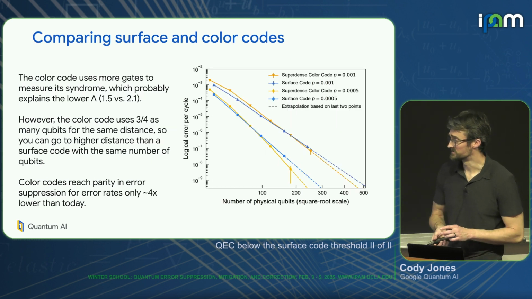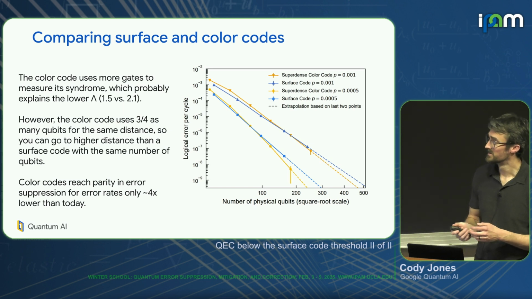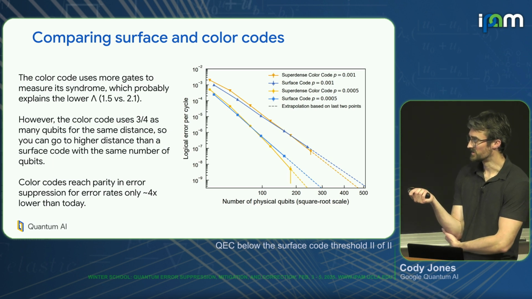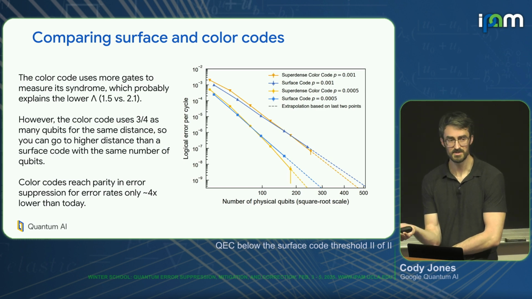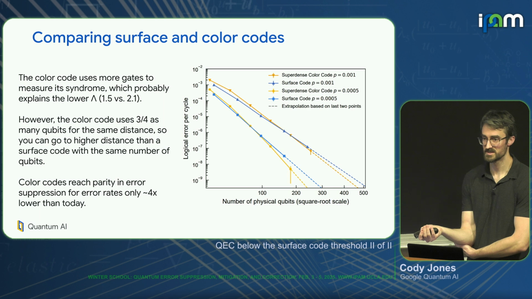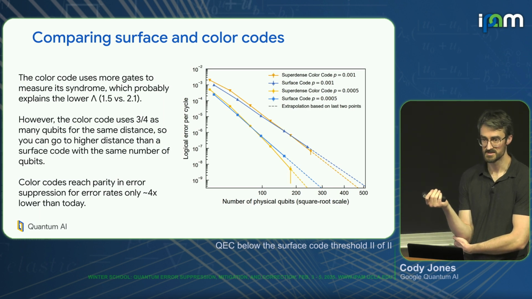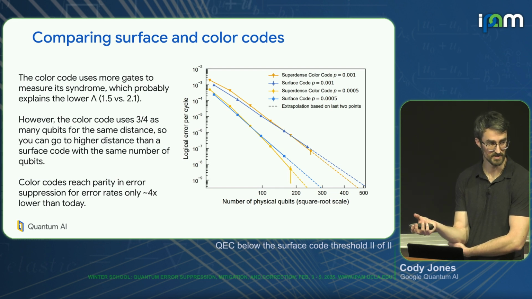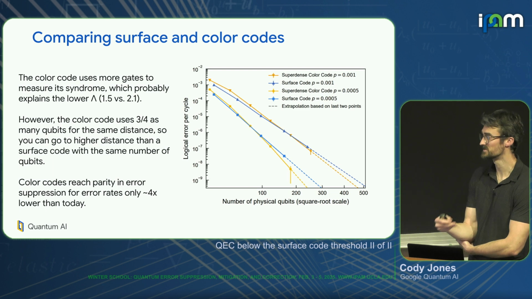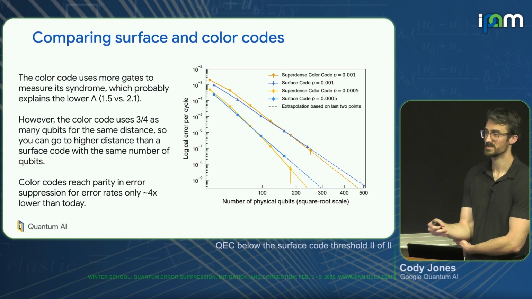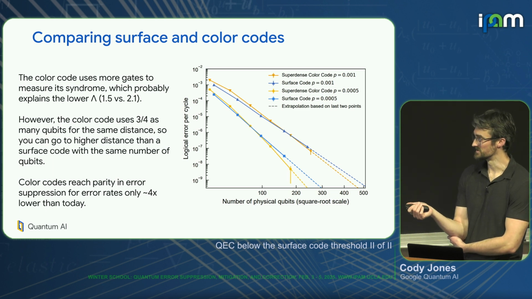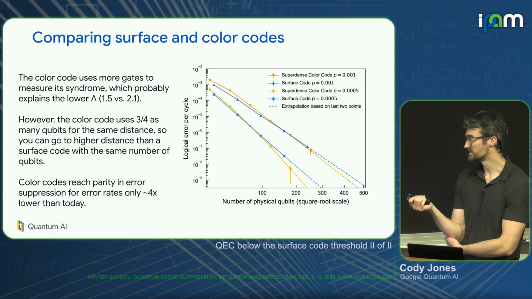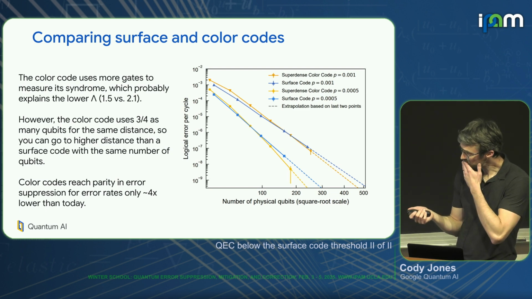And so on the subject of color codes being a little bit smaller, I said the experiment found a lower lambda. And we can attribute that to the QEC cycle having more gates in it. And the reason it has more gates in it is the stabilizers have higher weight. Most stabilizers touch 6 qubits instead of 4 for the surface code. So you need more gates to measure stabilizers. And this overall means that the lambda is lower. At least that's our explanation for it.